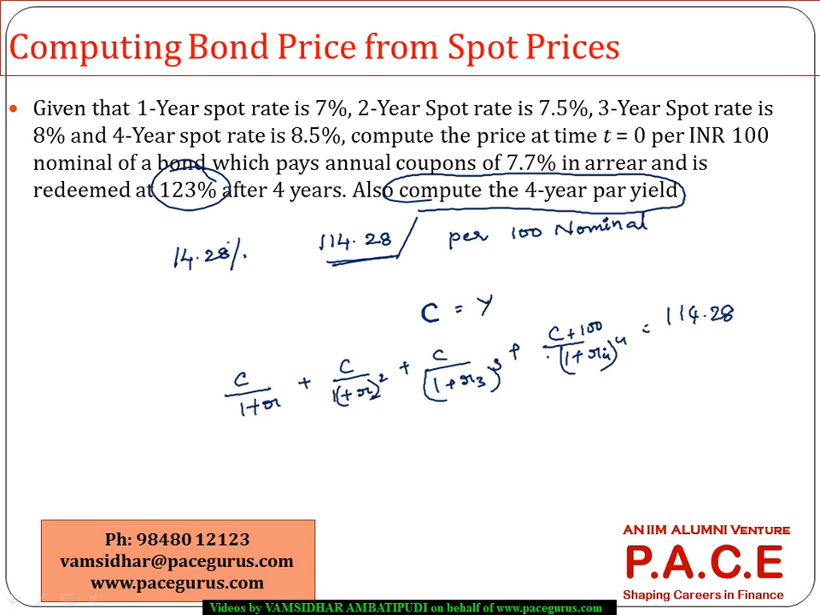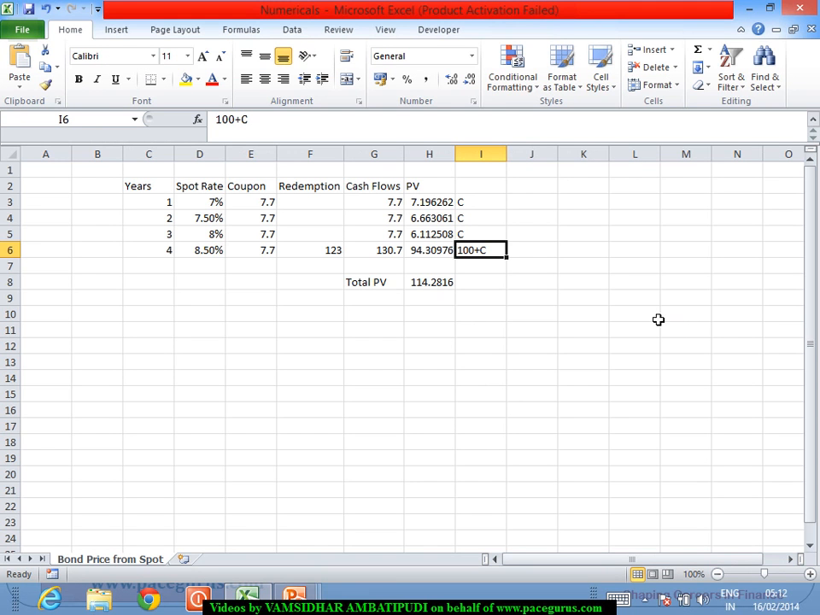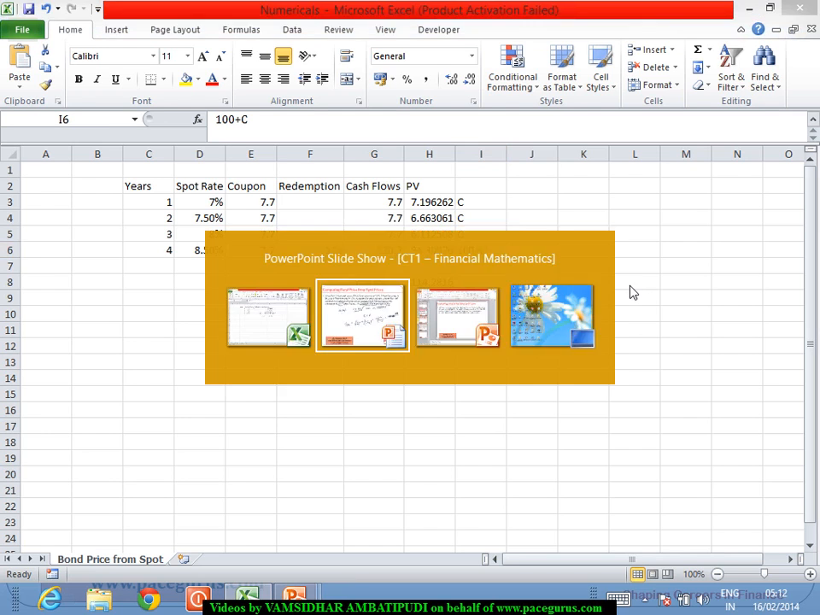Or rather, this should be equivalent to 100 itself, because we are not selling it at a premium, we are selling it at par value. So all these cash flows, each year discounted at different rates, should work out to 100. That is what we call the par yield. So how do I find it?